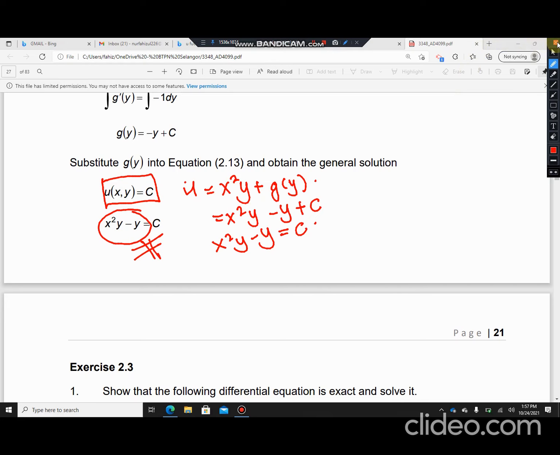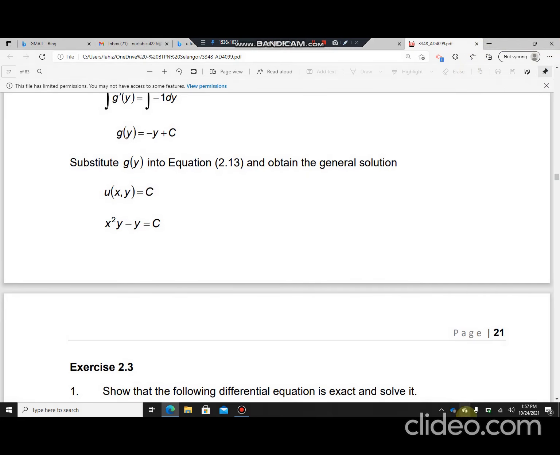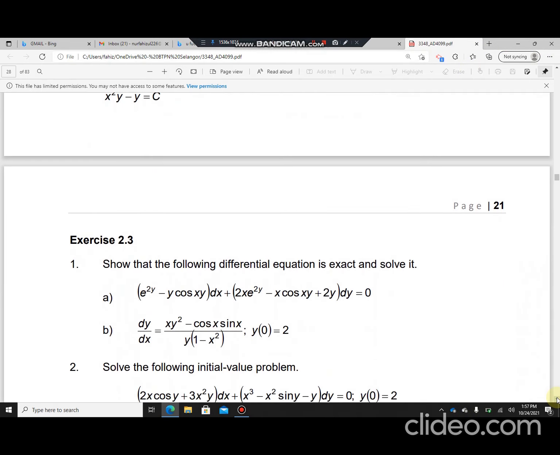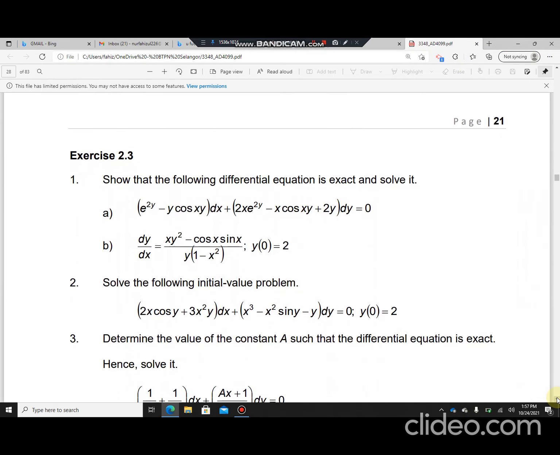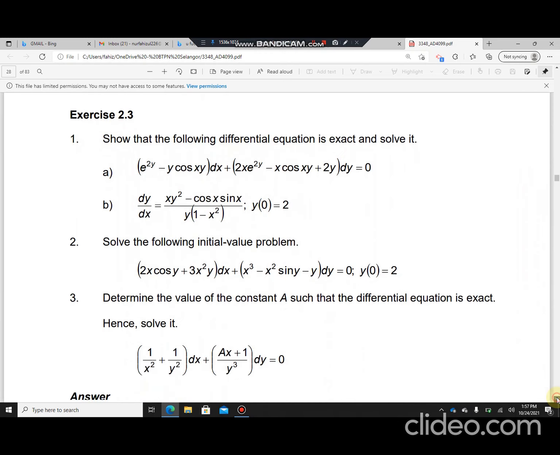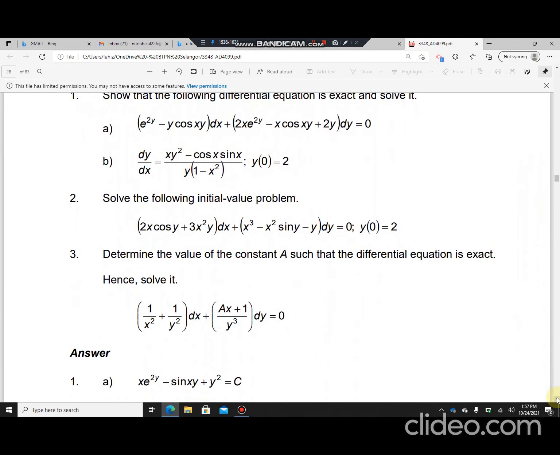So exact ni dia kena buat banyak exercise sebab dia banyak sikit step berbanding dengan linear and separable. So you can try exercise 2.3. Number 1, A, B. Okay, number 1, show that the following differential equation is exact and solve it. Maknanya awak kena show ∂M/∂y, ∂N/∂x tu kan, and then kena solve. Okay, then kalau yang ni diberi initial value problem y(0) equals to 2, sama juga awak just solve sampai habis and then nanti masukkan nilai x and y.